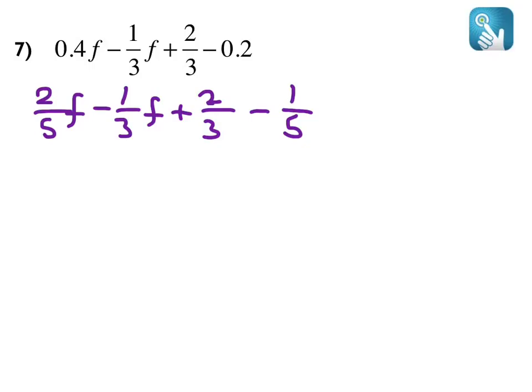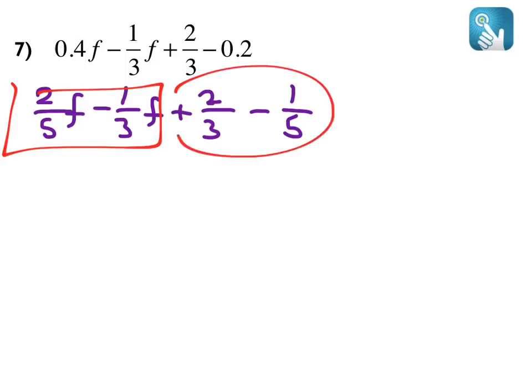Put the f's together, put the constants together. Yes? So I'm not going to make you simplify these. I just want you to set these next couple problems up with me so you know that this is what you should do as your first step, and then the rest you should be able to do on your own. So we're just going to skip that. Any questions about how to do this? The next step would be to do this and then this. Let's look at number 8.